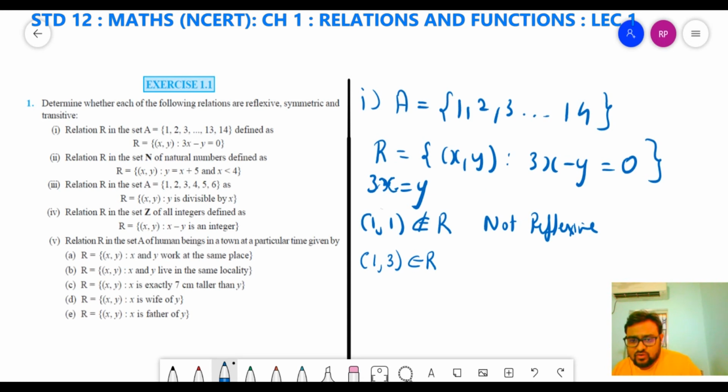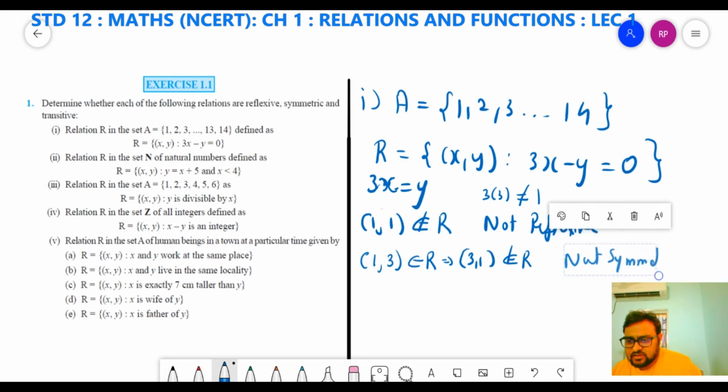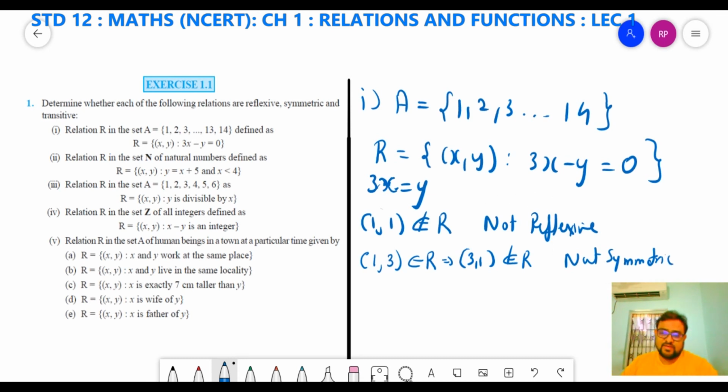Can I write down x as 3, since 3 into 3 is equal to 1? No, right? So that implies (3, 1) does not belong to R. Therefore, it is not symmetric. Okay, clear? So it is not reflexive, not symmetric.